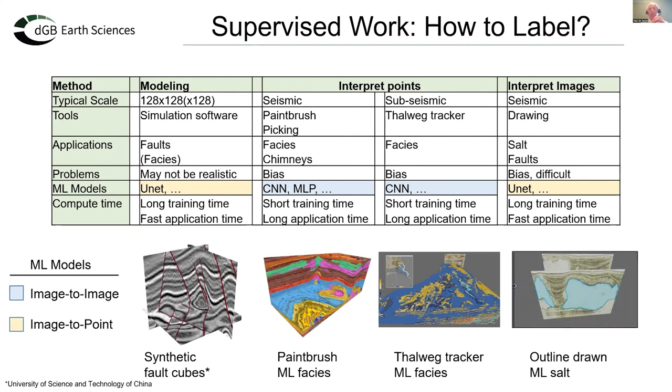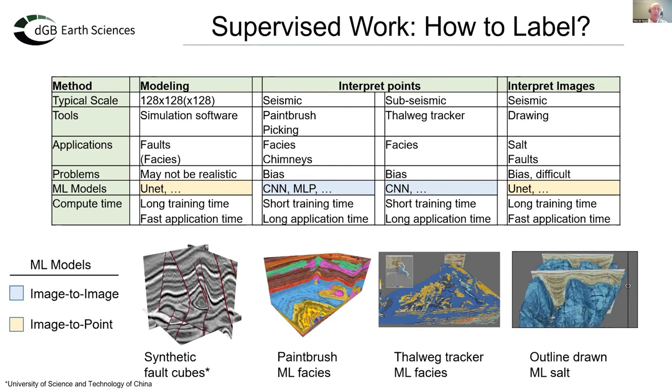And then there are two different possibilities, which have a huge impact on how you proceed and what you will actually get. And that is the type of models that you can actually train on and what you can interpret. So we basically have two different machine learning models that can be used for interpreted data. There are the models that go from an image to an image, like a UNet, and there are the models that go from an image to a point, like a convolutional neural network or a multilayer perceptron. And that makes a huge difference in the way we can train it, but also in what we can actually interpret.